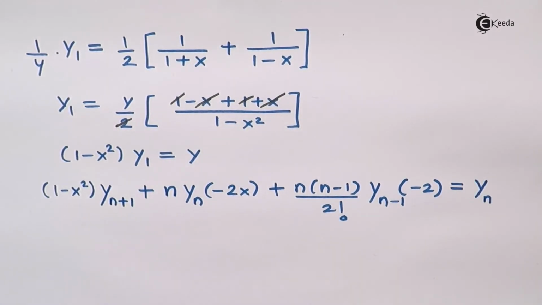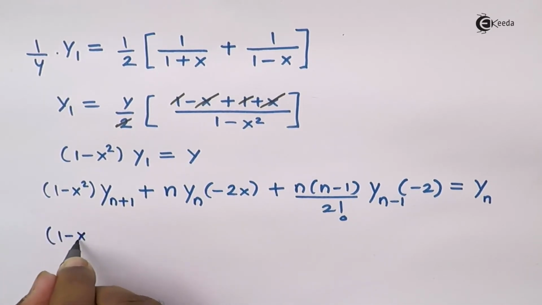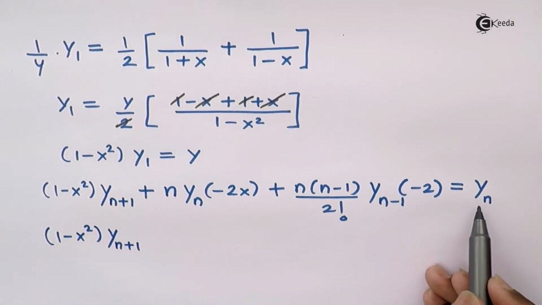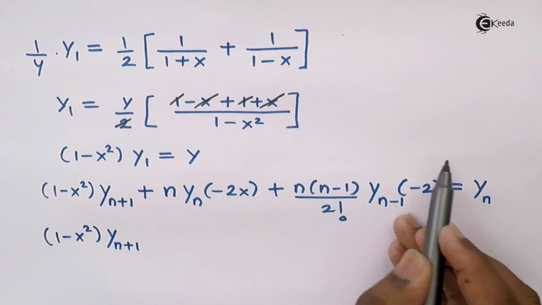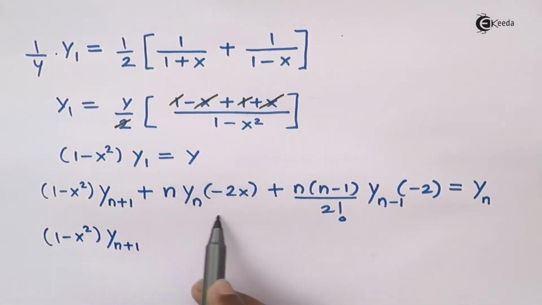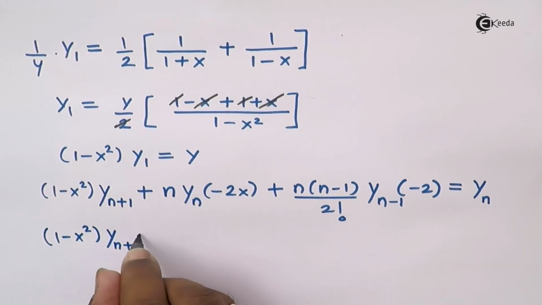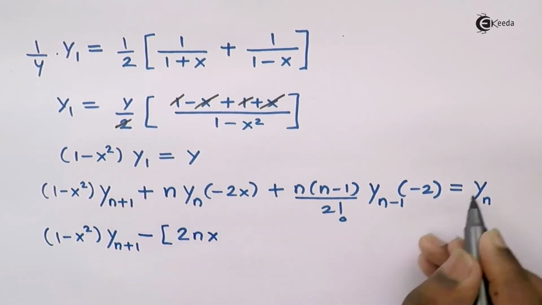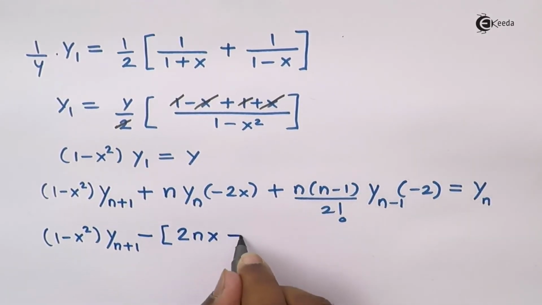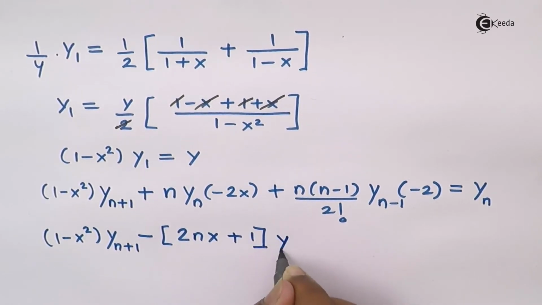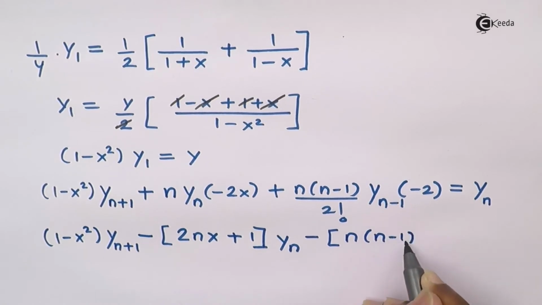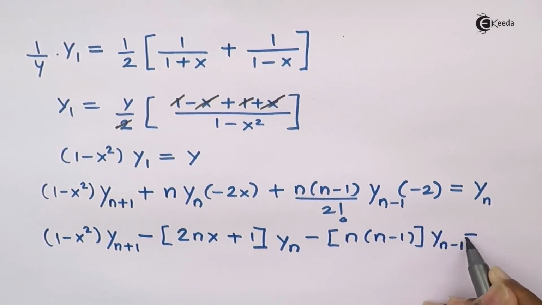Now we'll simplify this. So 1 minus x square, y of n plus 1 as it is. Now this term is yn. I'll take it to the left hand side. That will be subtracted, so that will become minus. And already we have a negative term. So from these two terms I can take minus n outside. In the bracket, from here we will get 2nx, and if I take this term to the other side, I'll get plus 1, and yn is outside. And then here 2 and 2 can be cancelled. This is minus n, so minus n here. In bracket, n into n minus 1 into y of n minus 1 equal to 0.